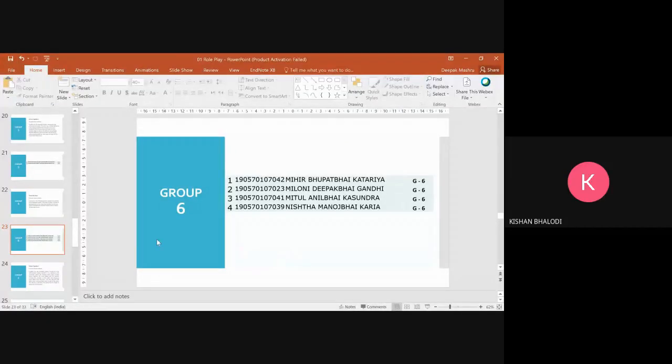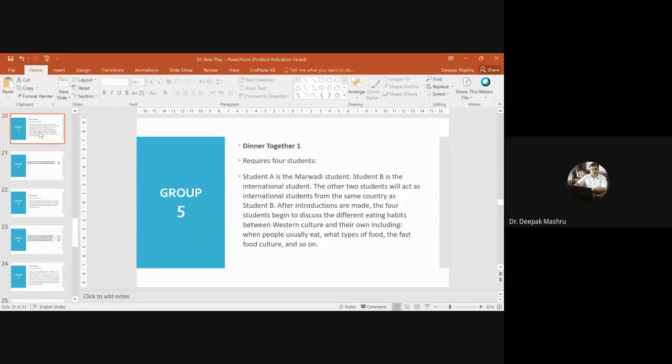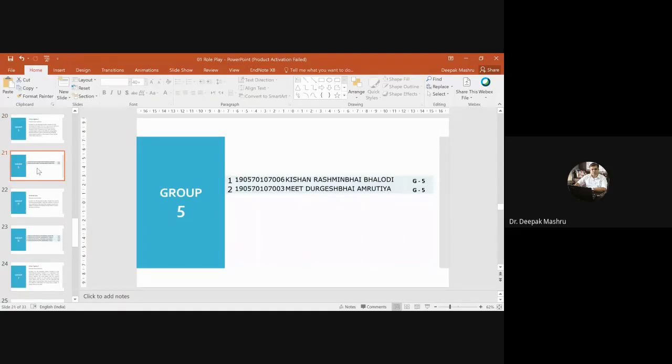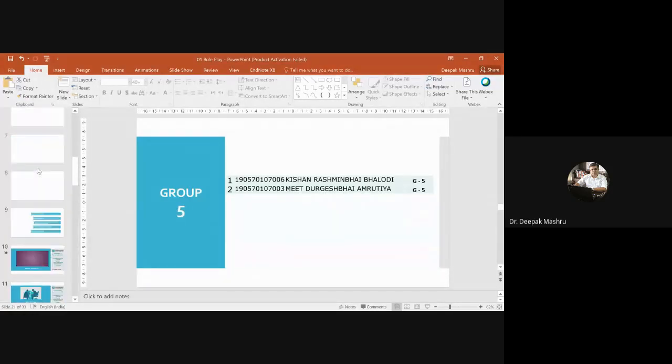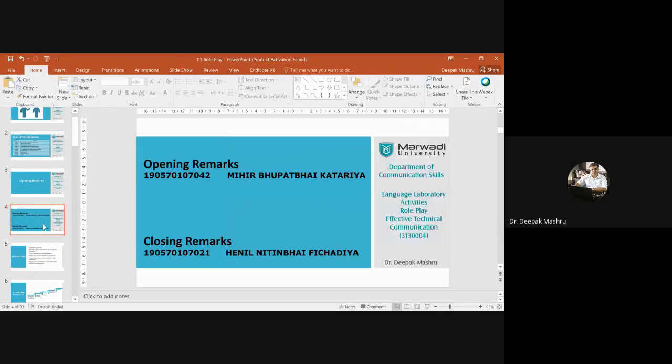In group 5, Meet Amrutya is absent. Group number 5, Meet Amrutya is absent, right? So you're only one. Yes, sir. Group number 1. So only Kishan is present today.